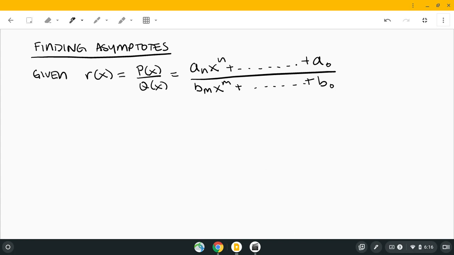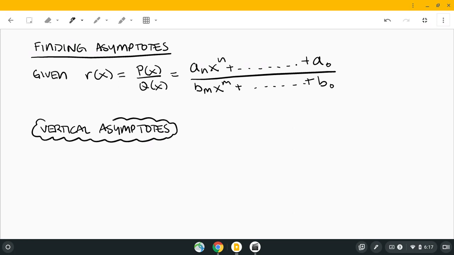All right, so then your vertical asymptotes, we'll start with those. Okay, so these occur at x values that are not in the domain.